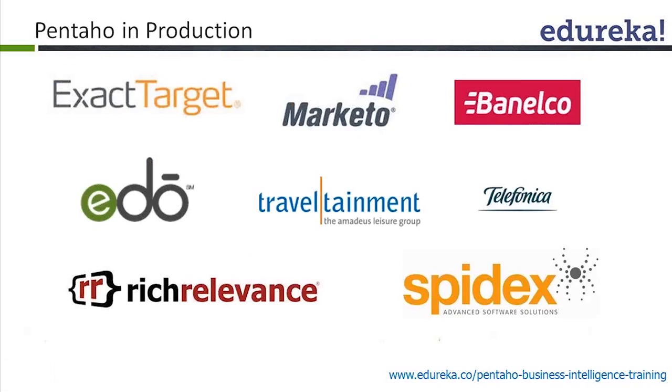There are other players as well who have successfully implemented Pentaho solutions. It is running in their production houses. Exact Target, retail chain, then Marketo, another chain, then Benenco is another one. Edo is a learning company, I guess. Then Traveltainment is a traveling company. Telefonica, a very leading phone company of France. Rich Relevance and Spidex. These are a few companies who have implemented Pentaho solutions.